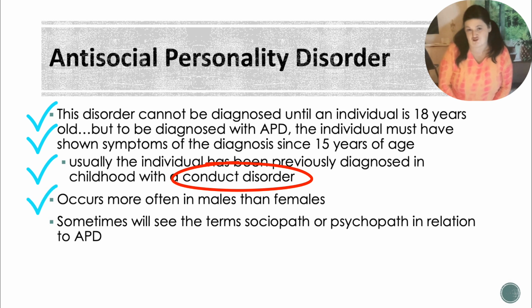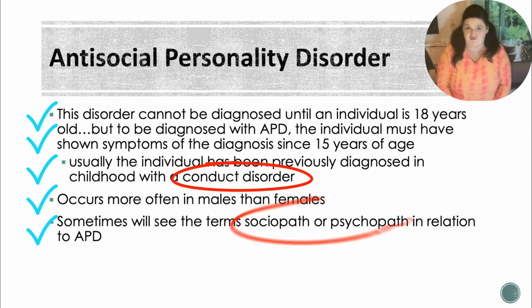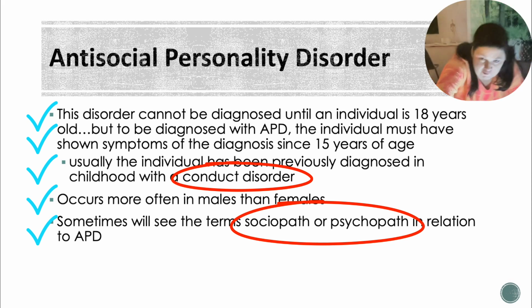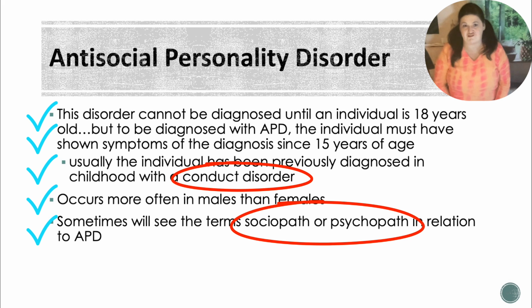It more often occurs in males, and sometimes you'll see the term sociopath or psychopath in relation to antisocial personality disorder. So you should make a note that these people are incredibly, or can be incredibly, charming. They're very deceptive with their intentions and can very easily fool you, right? They effectively fool people because they lure them in so that they can do more damage. They want to win you over so that they can then crush you.